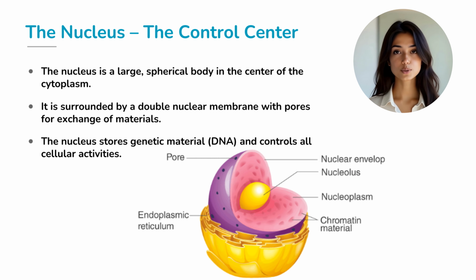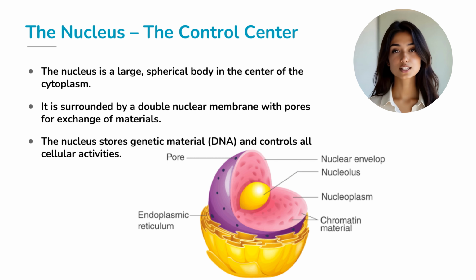Now, let's zoom in on the nucleus, the star of the show, clearly highlighted in the diagram on this slide. The nucleus is a large, spherical structure usually located near the center of the cytoplasm. It is often called the brain of the cell because it directs and controls all cellular activities. It is surrounded by a double-layered nuclear membrane shown in the diagram, which has tiny pores to allow the exchange of important materials like RNA and proteins.